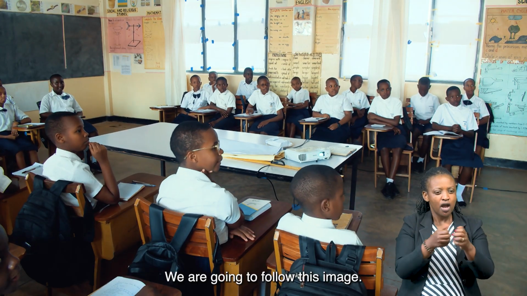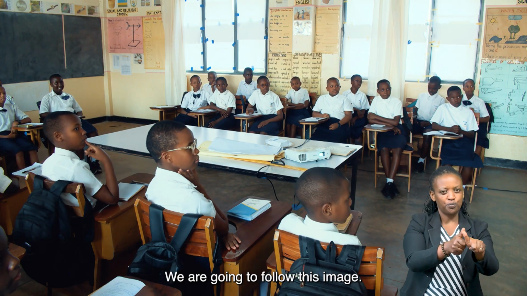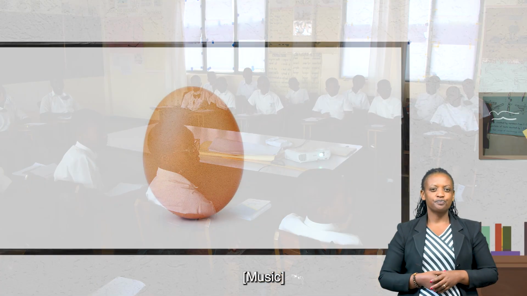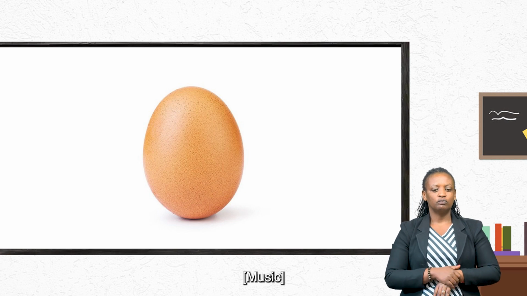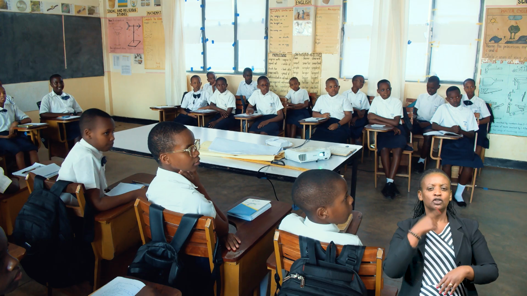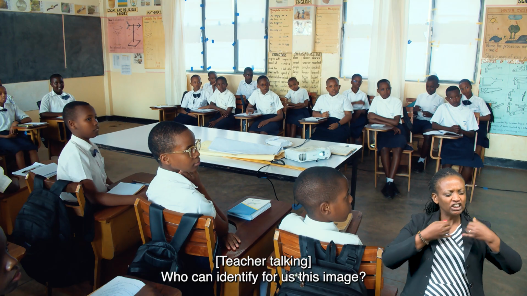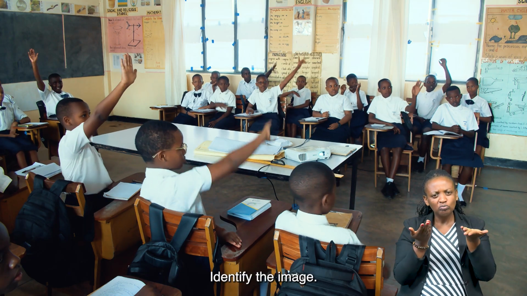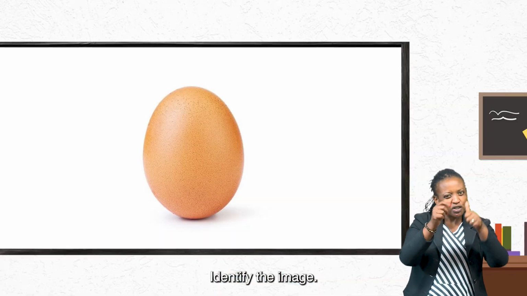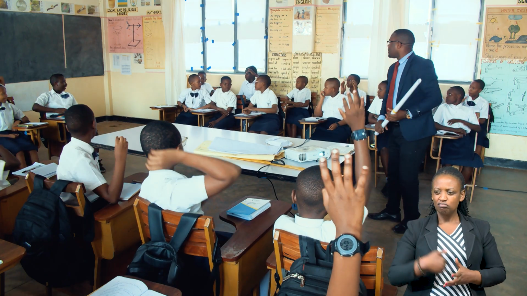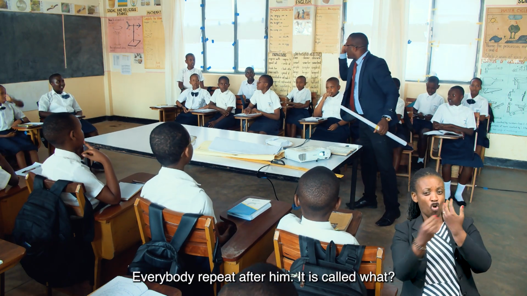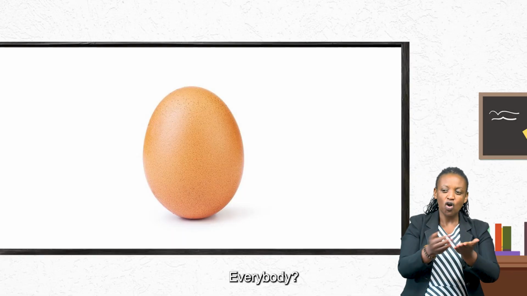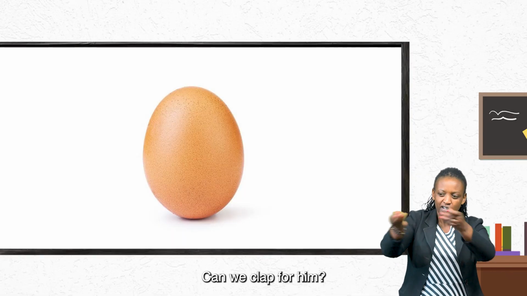Before we can go further, I have an image here, and we are going to follow it. Okay? Who can identify for us this image? Yes, John. Everybody repeat after him. It is called what? An egg. Everybody. An egg. Can we clap for him?